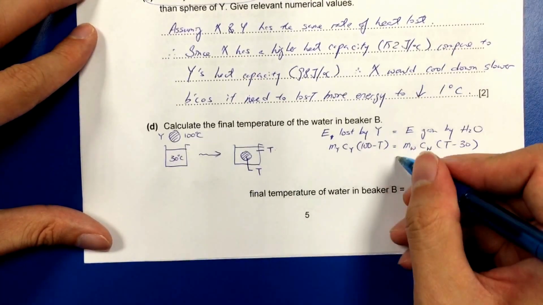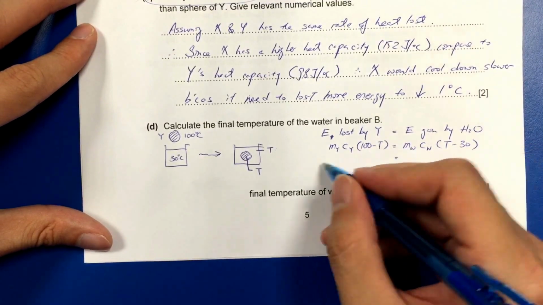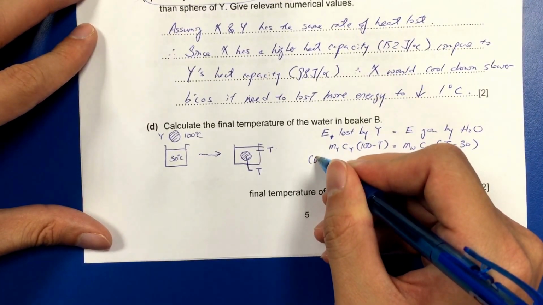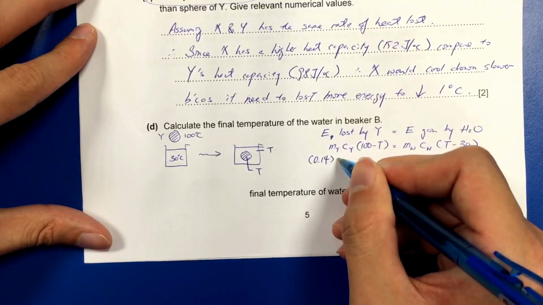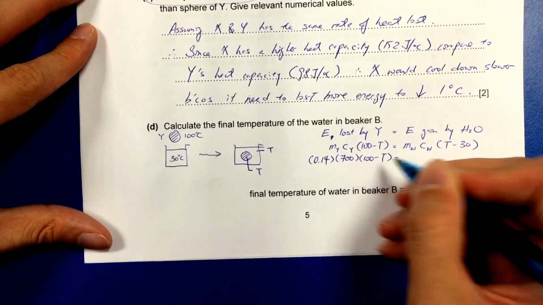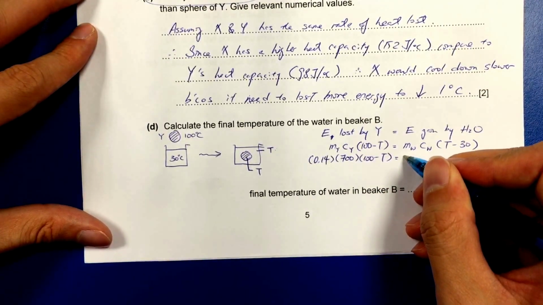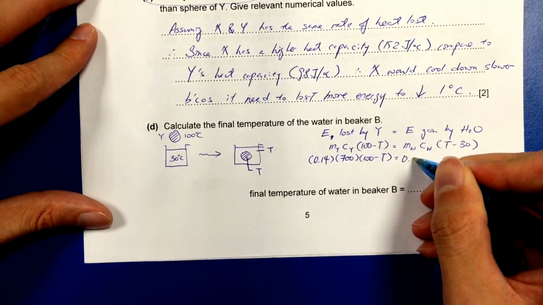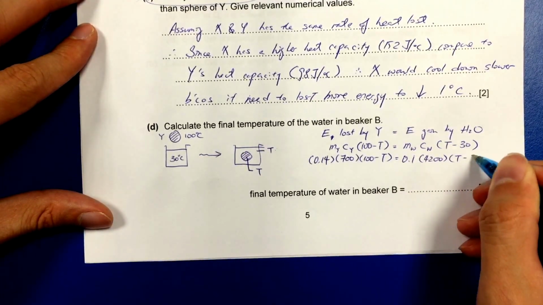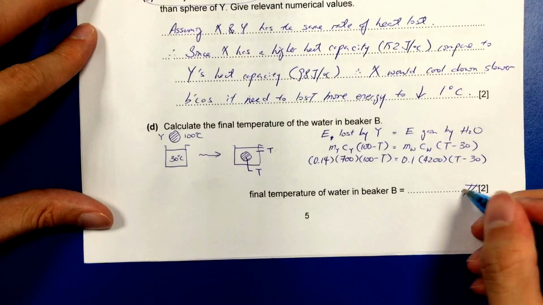Once you have that, put in your values. Remember it's in kg, so this one is 0.14. This is 700. This is 100 minus T. This one is 0.14 times 200 times T minus 30. Then you all solve the algebra yourself.